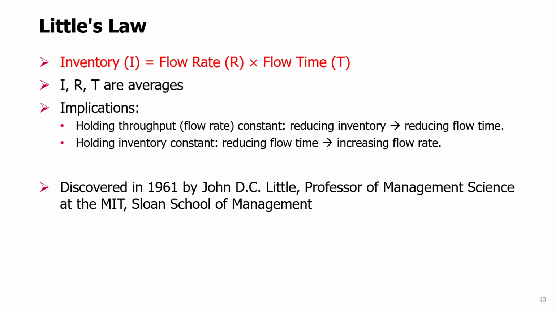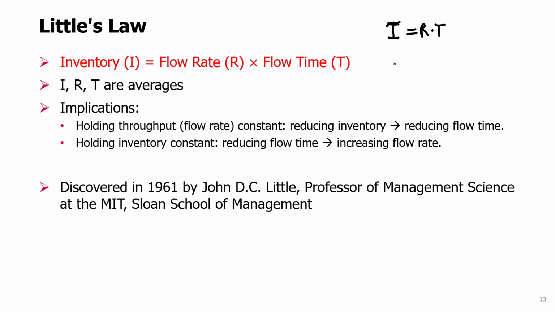Little's law. If you consider average values of the three measures of process performance that we defined, the inventory, flow rate, and flow time, we will see that these three measures are connected. They are connected by the formula which is commonly known as Little's law. For short, we can write this formula as inventory I equals flow rate R times flow time T. Remember, this only works when I, R, and T are averages.